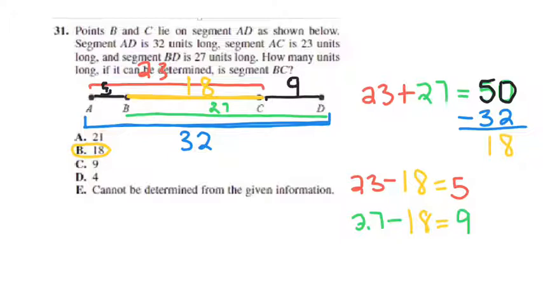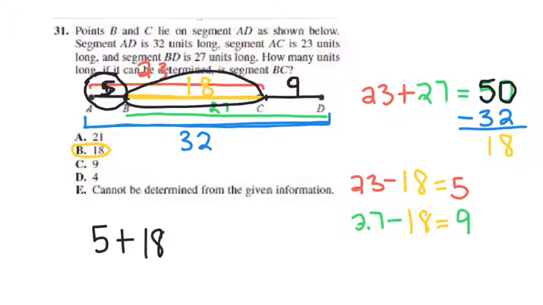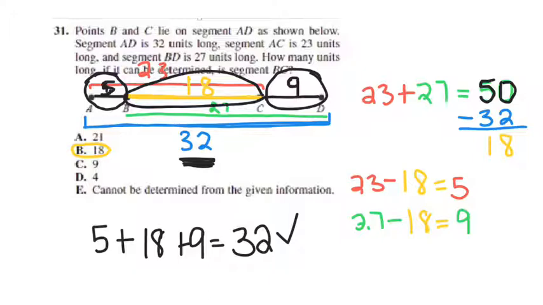So that means that this piece over here is 9. So I can take 5, this piece in black, plus the yellow piece, which we said we think is 18, plus this piece, which is 9, and add it together, and it should equal the total. So 5 plus 18 plus 9 is 32, so we are correct.